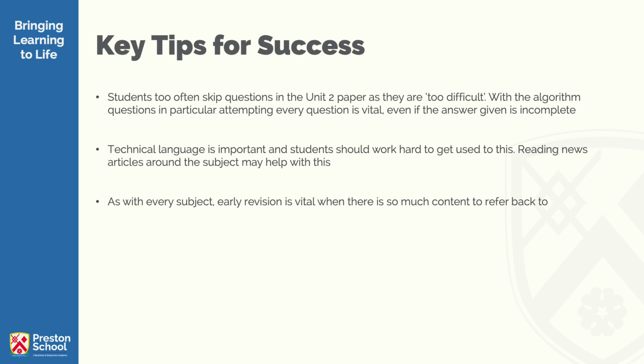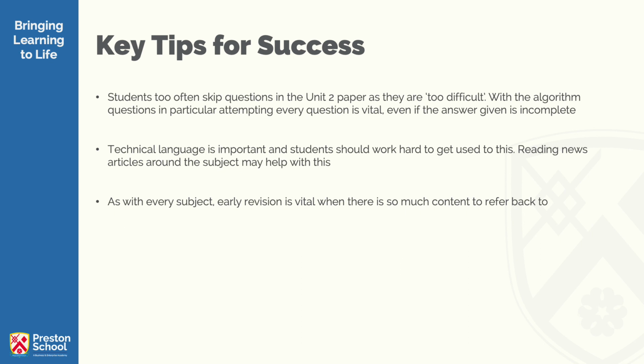Just a couple of very quick key tips for success. Students far too often skip out questions, particularly in the Unit 2 paper. So they read an algorithm question which is hard, and because of that they just skip it entirely. The algorithm questions are normally worth around 6 marks. Students can get 3 out of 6 for a very, very basic answer. That's something we've been through a lot in class.